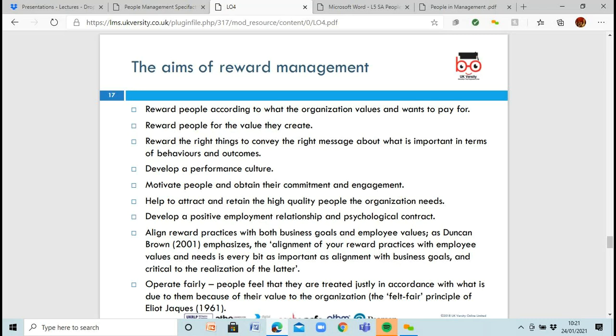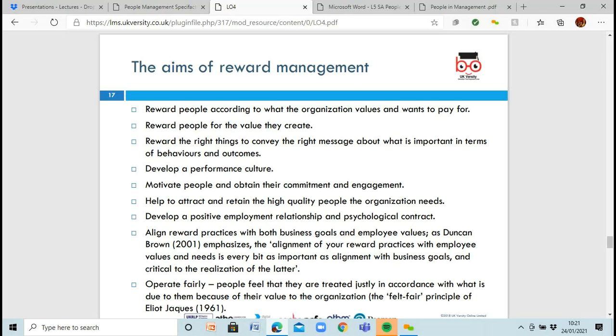So you reward people according to what the organization values and what it wants to pay them for. You reward people for the value that they're creating. You reward the right things to convey the right message. So you're rewarding good behavior, good outcomes, but you're not rewarding bad behavior or bad outcomes. You don't want someone rolling up to work late every single day, barely doing any work, but then you're giving them a bonus at the end of the month. It's not going to help you create the right image for the staff that actually do turn up on time and actually do their tasks daily. They're going to think, if that person's getting away with murder, why can't I?